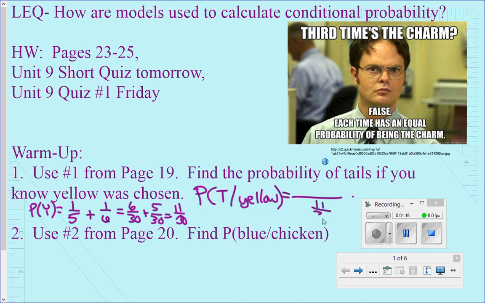So 11/30 is the denominator because that's the given, yellow. So I'm going to put that in the denominator. And then the numerator is both of these events, the intersection, so tails and yellow. I go to my diagram and find the intersection between tails and yellow, and that is 1/6. So that's my numerator. So then 1/6 times 30/11 gives me, cross off the common factor, we're left with a 5, gives me 5/11.